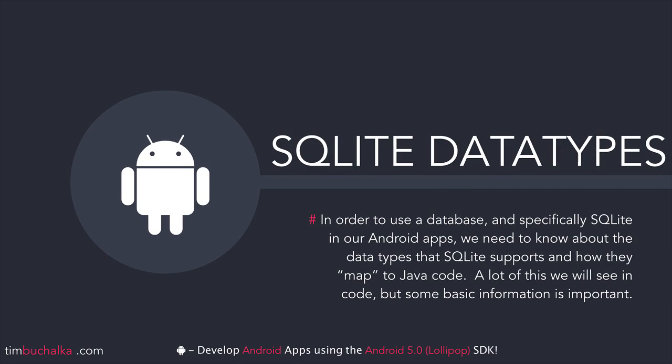Have a bit of a discussion about SQLite data types. A database stores data, which we've talked about in previous videos, but we need to know what the breakdown is: the data types, the type of data that SQLite can save and record, but also how that maps back to Java code. A lot of this we're going to see within code, but it's also good to get some basic information which makes it a little bit more understandable before we get to that code stage. So let's do that now.